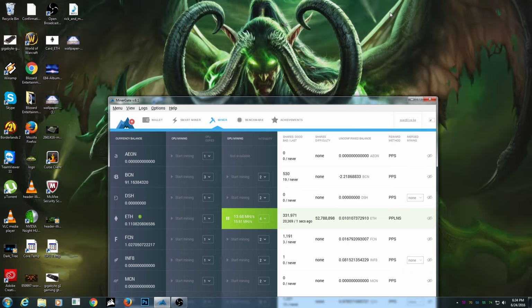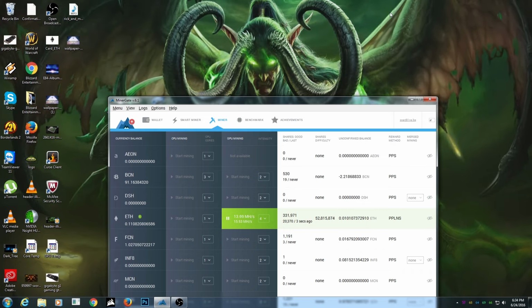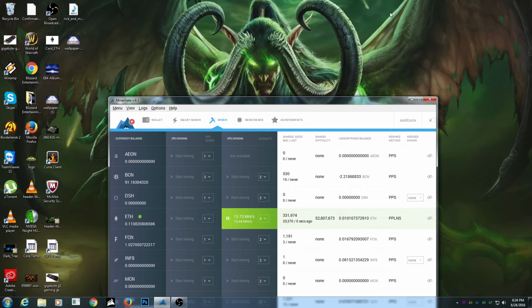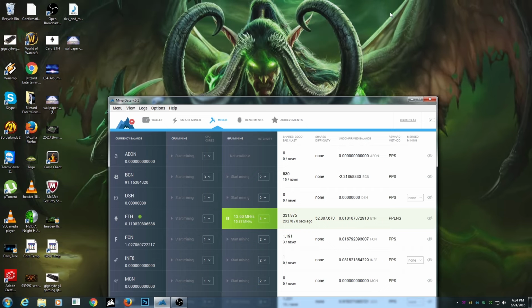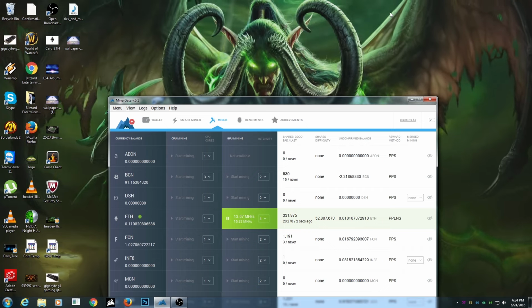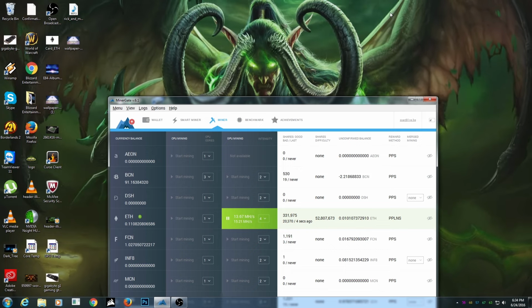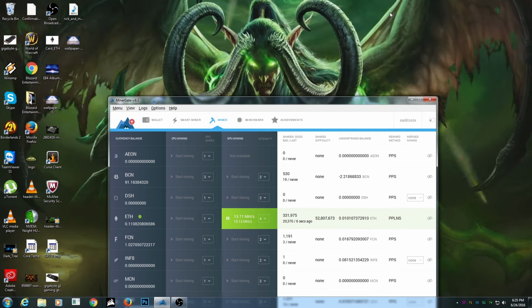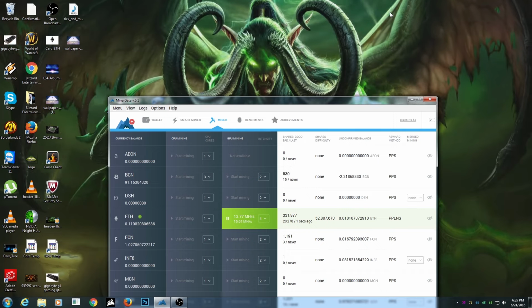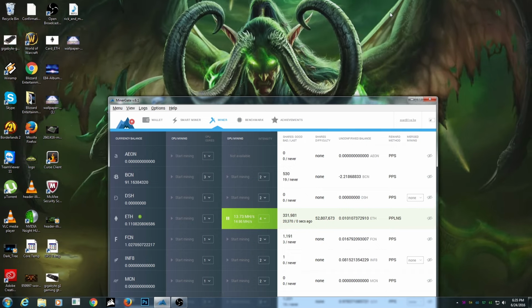It is day 8 and the first day of this new week on Ethereum mining with a GTX 970. We have managed to mine 0.11 Ethereum in one day. That equals about €1.40. I think it's about $2. Let's check it out real quick.